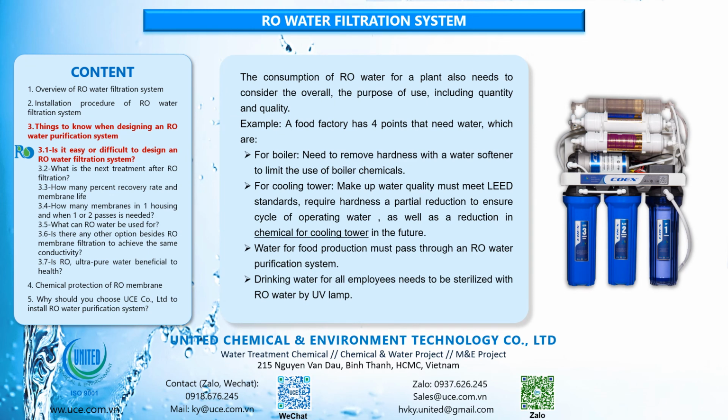The consumption of RO water for a plant also needs to be considered overall, including the purpose of use, quantity and quality. Example: a food factory has 4 points that need water. For the boiler, hardness needs to be removed with a water softener to limit the use of boiler chemicals. For the cooling tower, make-up water quality must meet LEED standards, requiring partial hardness reduction to ensure cycles of operating water, as well as a reduction in chemicals for the cooling tower in the future.